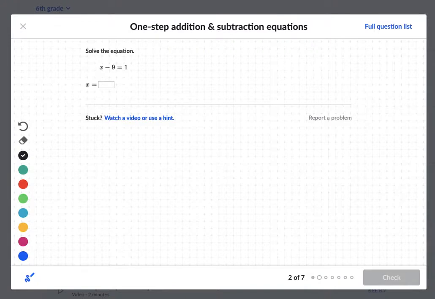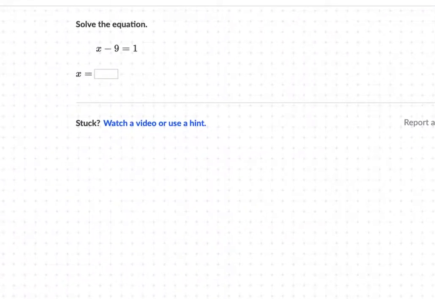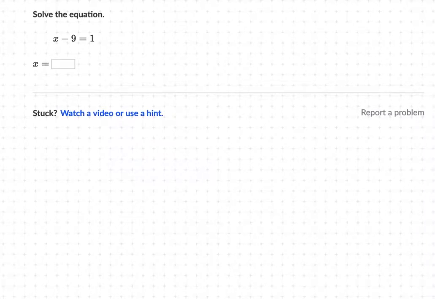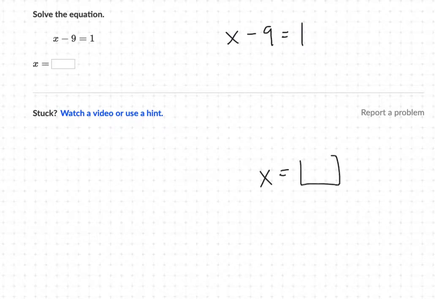All right, let's try this last one. It says solve the equation x minus 9 equals 1. Pause the video and try it on your own. So remember, we want to get x by itself at the end. We want to figure out what is inside that box x, how many marbles are equal to it.